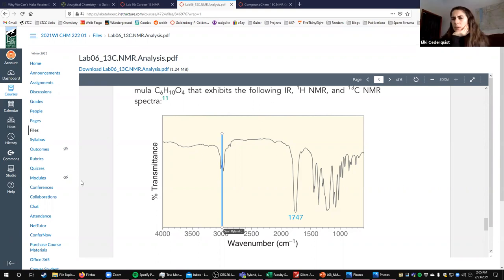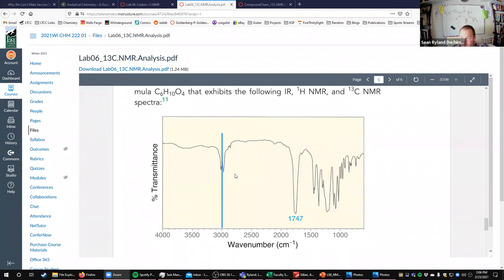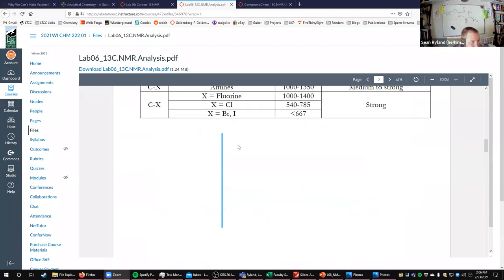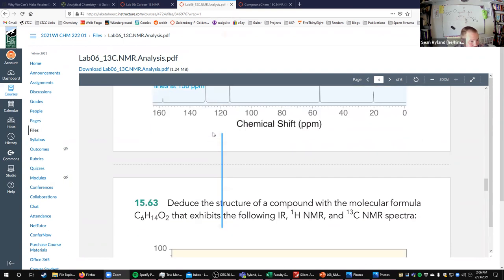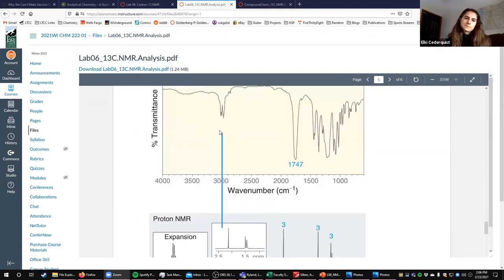Which one's sp2? So higher energy means that they're stiffer springs, which is going to be the sp2. If you have lines to the left of 3000, that's going to be sp2. If you have lines to the right of 3000, that's going to be sp3. Although I would double check that just because I'm doing that off of memory. Yeah, alkenes are 3000 to 3100.